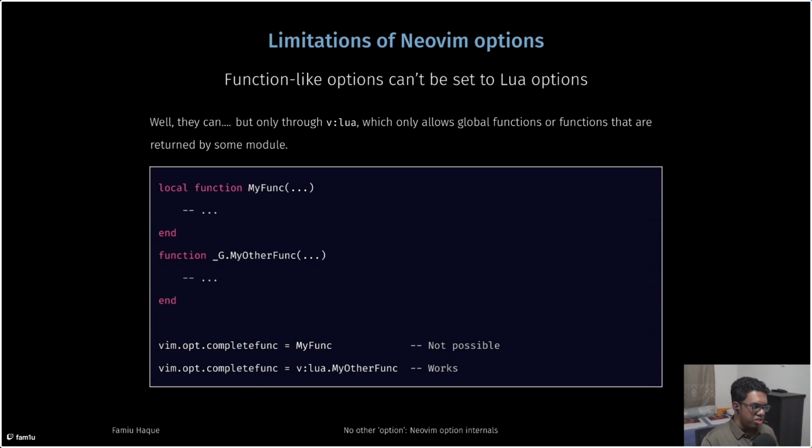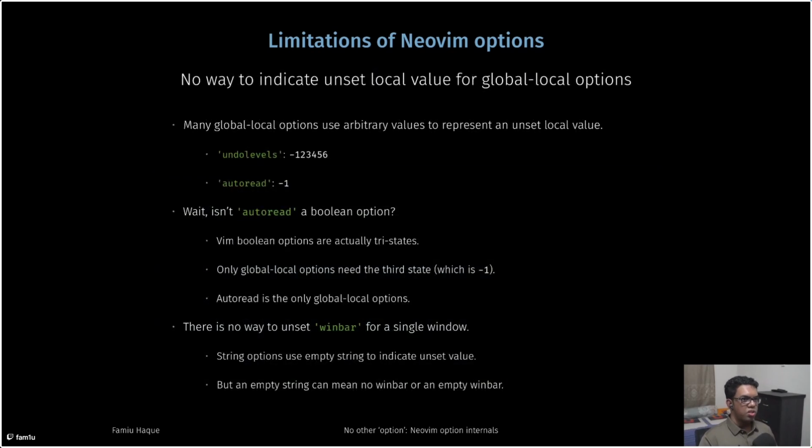So using Lua functions for options isn't possible yet. That's another limitation. Next, I want to talk about no way to indicate an unset local value for global-local options. Firstly, the first problem this causes is that many global-local options have arbitrary values that represent an unset local value, because otherwise how are you supposed to indicate an unset local value if you don't have a specific type or value for it?